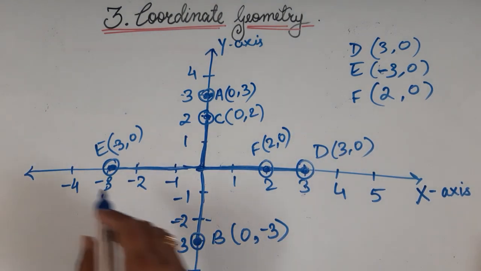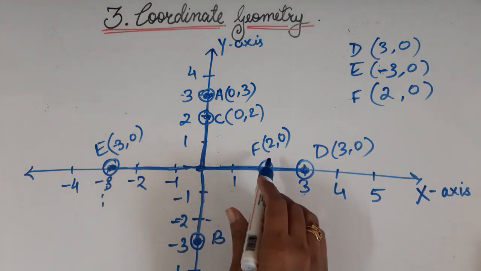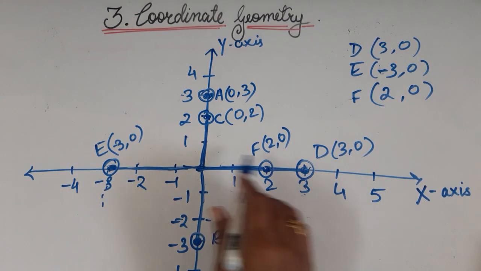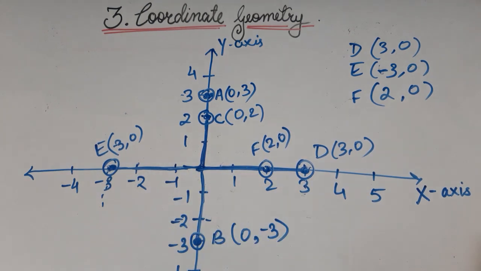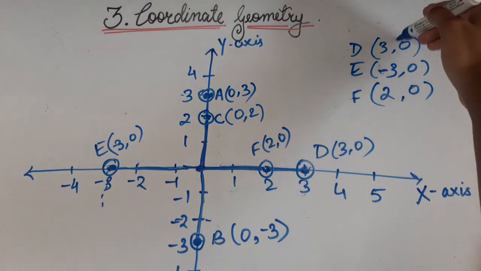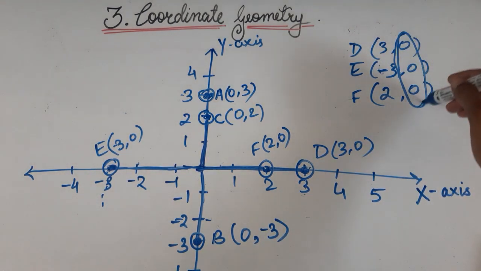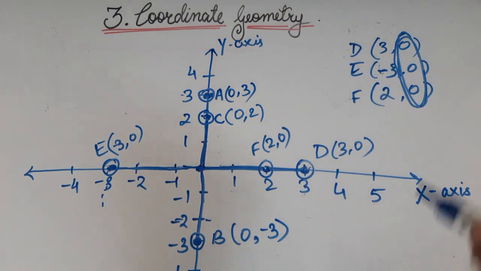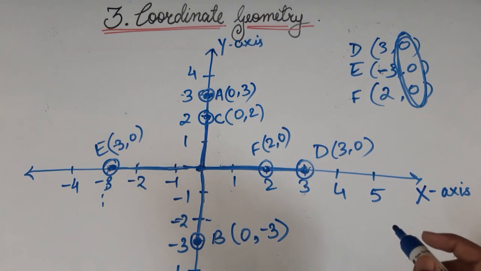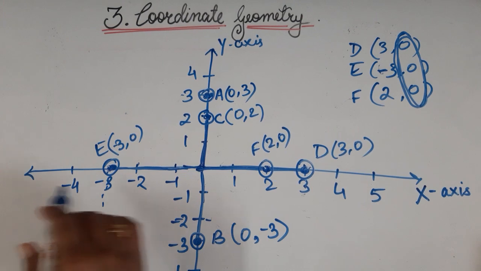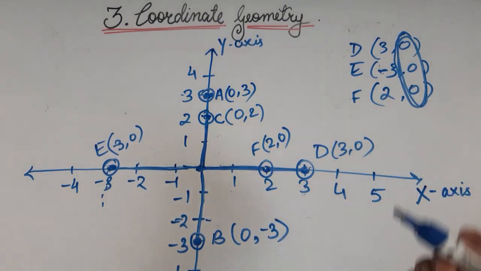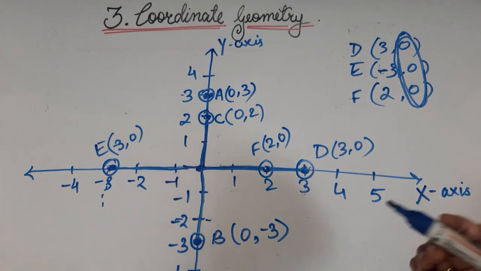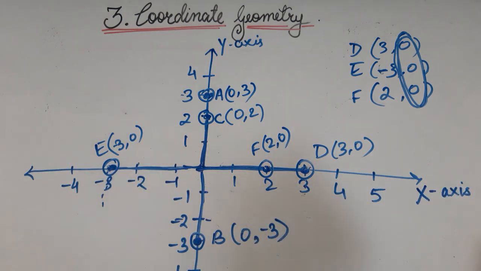Now if you notice, all the 3 points D, E, F are lying on the x axis. What is common in them is that their y coordinates are 0. So we can conclude from this that every point on the x axis has its y coordinate as 0.